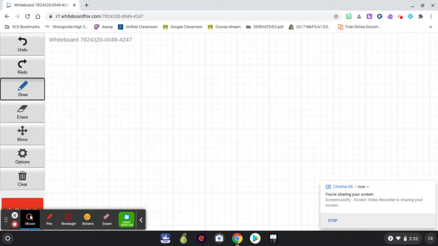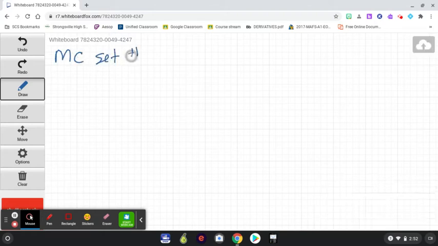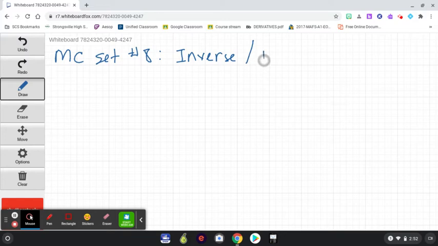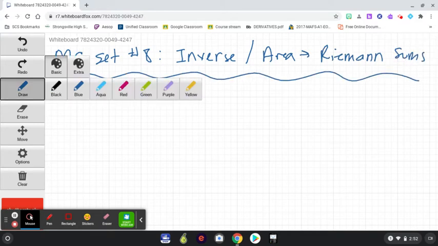Hassler here. All right, so I'm going to go over some ideas for the multiple choice set number 8. This is on a review of the derivative for inverse functions and on area related to Riemann sums or trapezoidal sums.